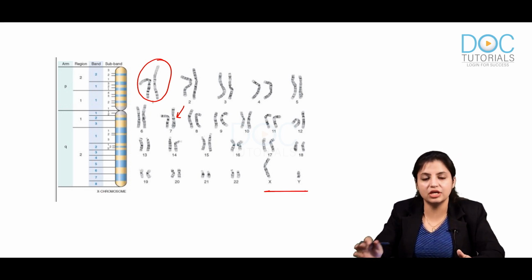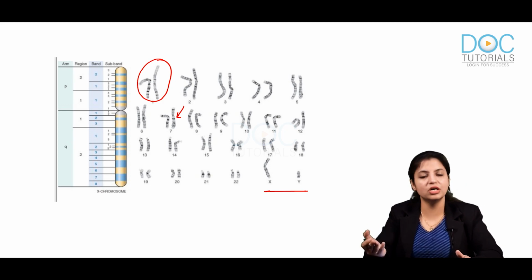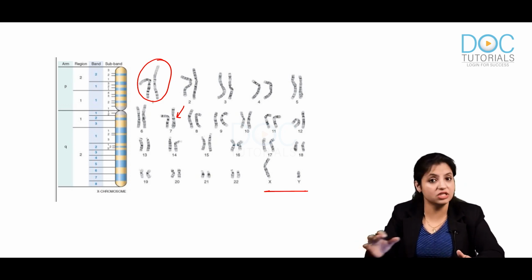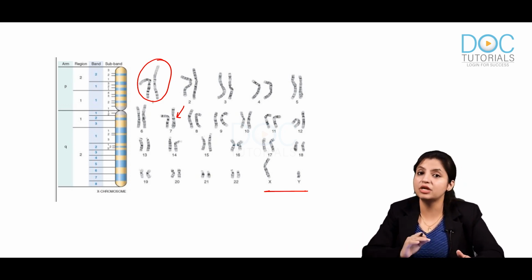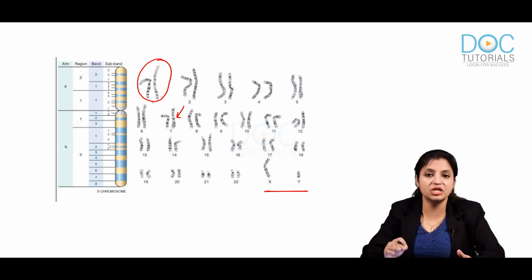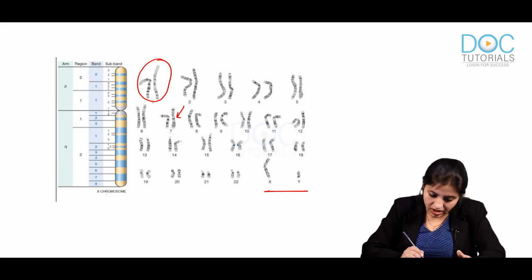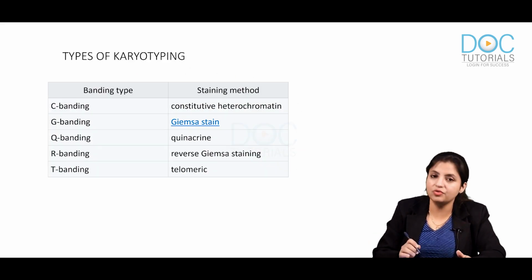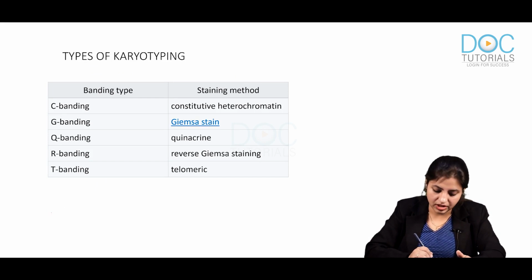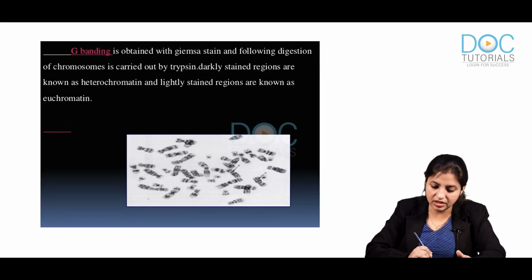Okay, so this is how we arrange it, and we fix it in Carnoy's fixative, and then we stain it with different stains. It can be Giemsa, it can be quinacrine. Remember, it can be done only in the metaphase. That's a major drawback here. Okay, now once we are clear with this, I have taught you already the types of banding we have discussed. Now let's see this.